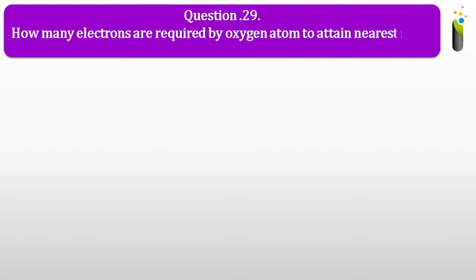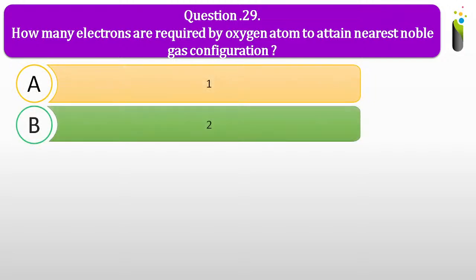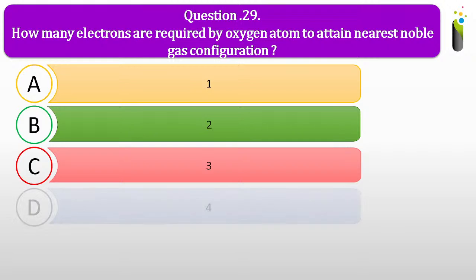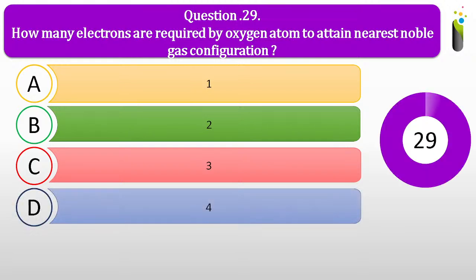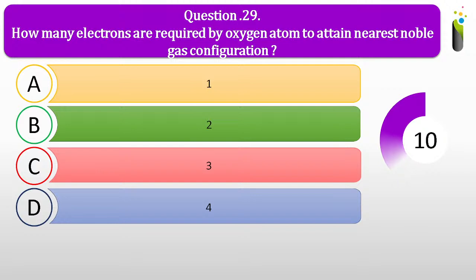How many electrons are required by an oxygen atom to attain the nearest noble gas configuration? A. 1, B. 2, C. 3, D. 4. So what should be the answer for this question? How many electrons are required by an oxygen atom to attain the nearest noble gas configuration?